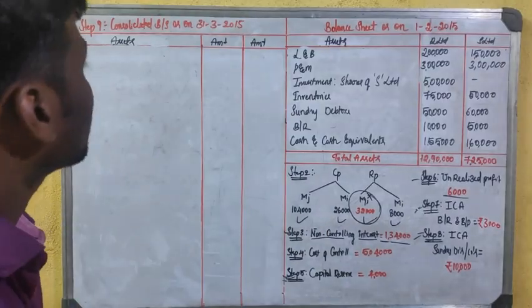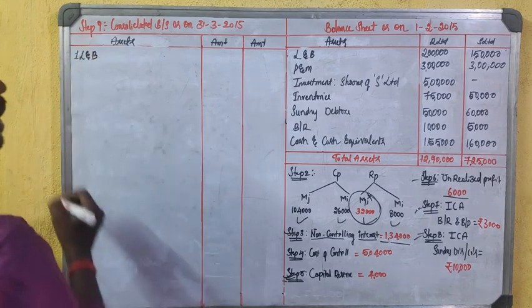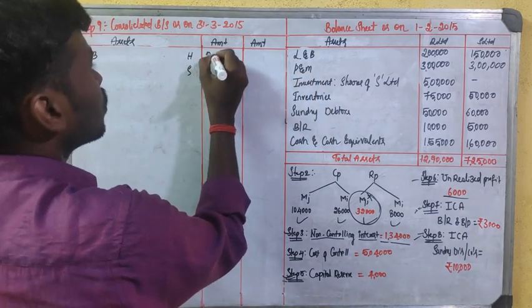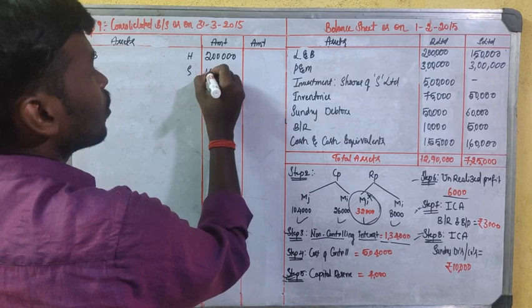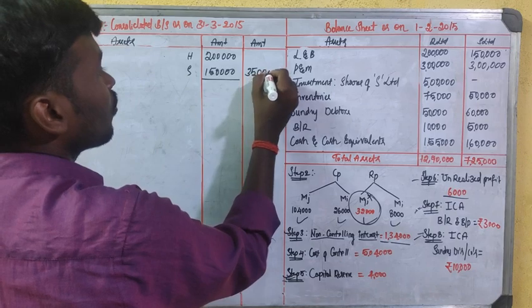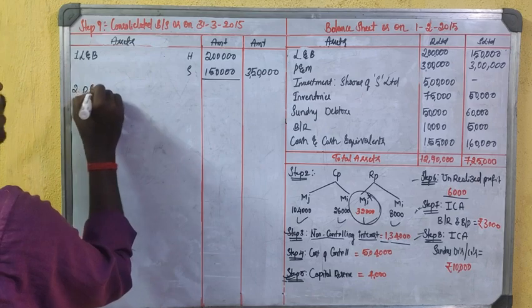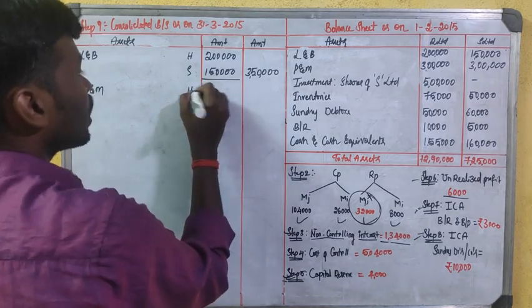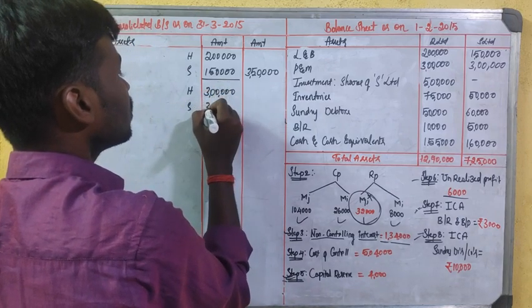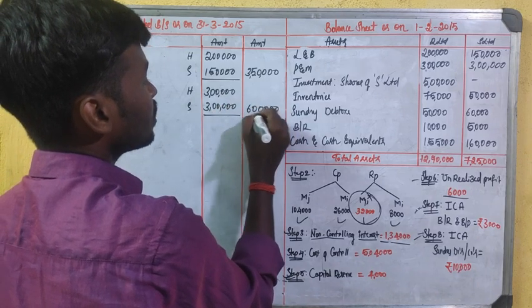Next we have to enter the assets. Okay, so first land and building. Holding company and subsidiary company, that is 2 lakhs and 1,50,000. You will get 3,50,000. Similarly, second one, plant and machinery, for the holding company and the subsidiary company, 3 lakhs and 3 lakhs. So we will get 6 lakhs as the balance.